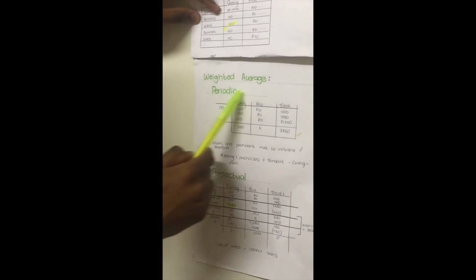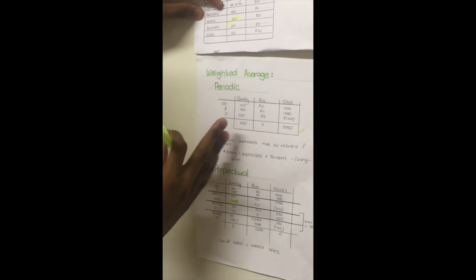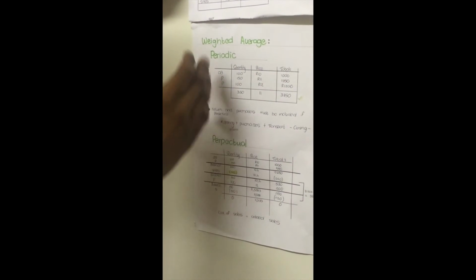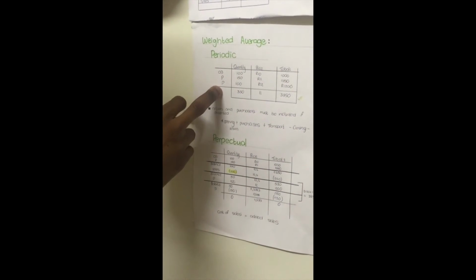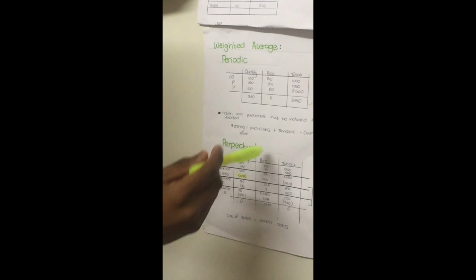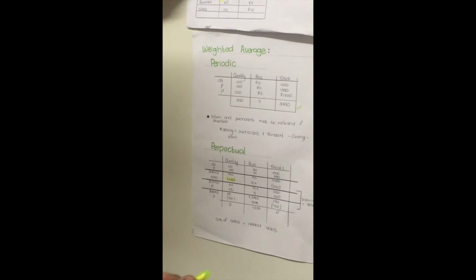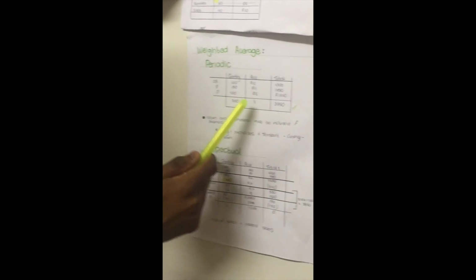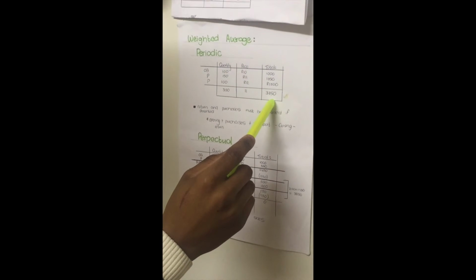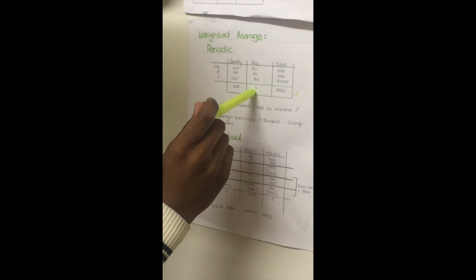Periodic has its own way of calculation, perpetual has its own way of calculating. In periodic, guys, you only include the purchases. You say opening balance plus purchases, and then you get your totals. Whereas in perpetual, you do it continuously. You understand, guys? So let's go back to periodic. In periodic, you add up everything on the quantity side, and you add up the total side. You say the total divided by the quantity, you get your price, right?